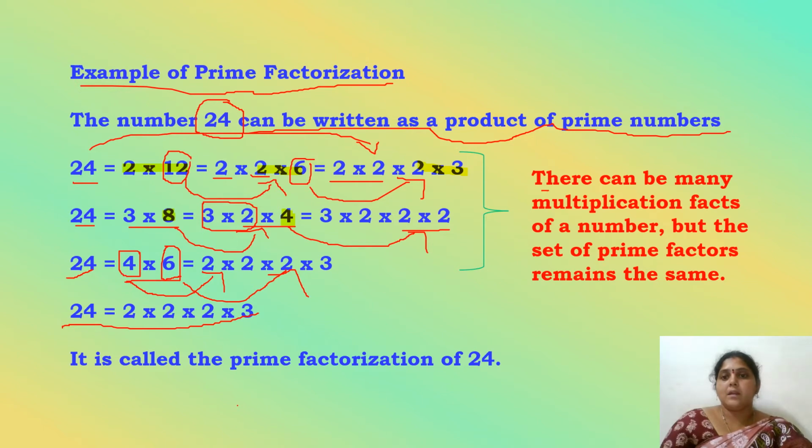Here there can be many multiplication facts of a number. So here we have seen different multiplication facts, 12, 8, 6, 4, like that. But the set of prime factors remains the same. This is the set of the prime factors. It remains the same continuously. So it is called the prime factorization of 24.